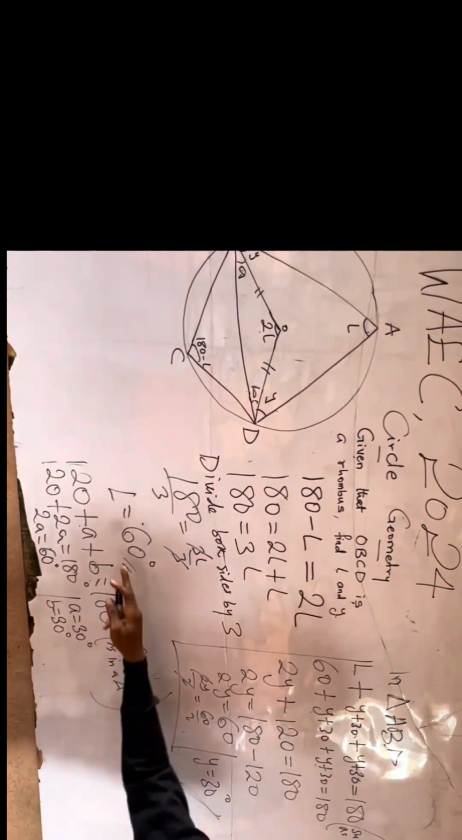That's all. It's so simple. So finally we've gotten our L and y. L is 60 degrees and y is 30 degrees.